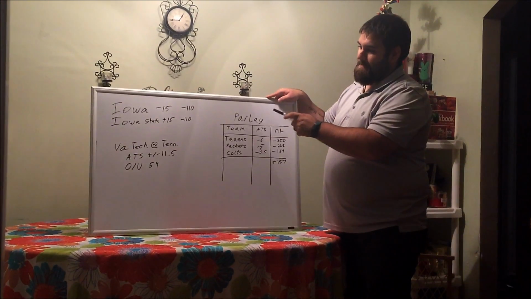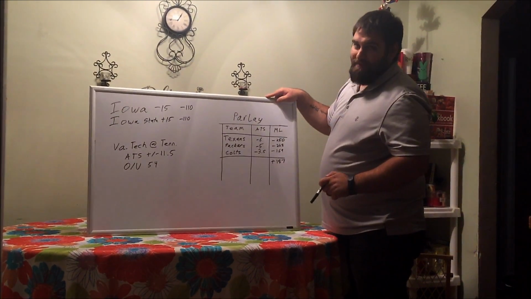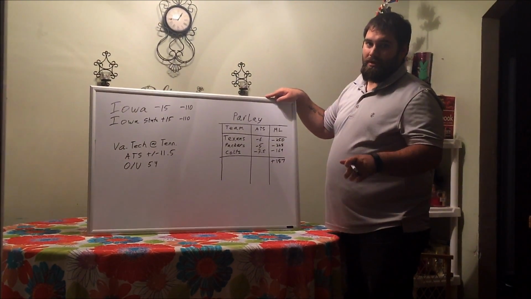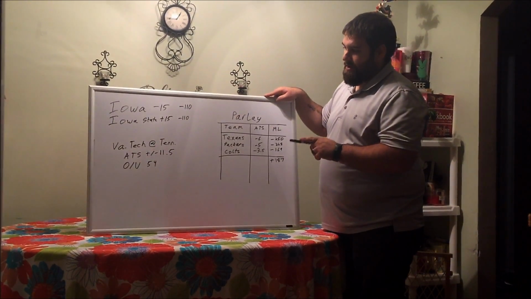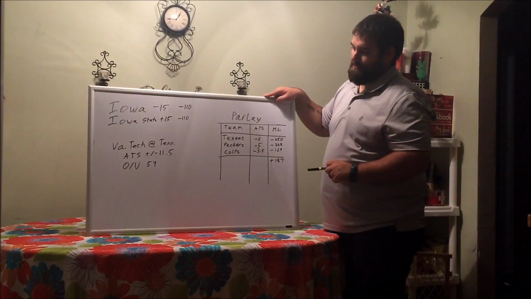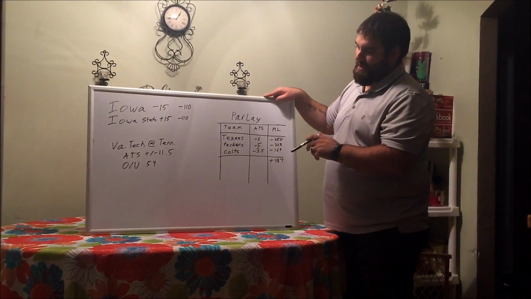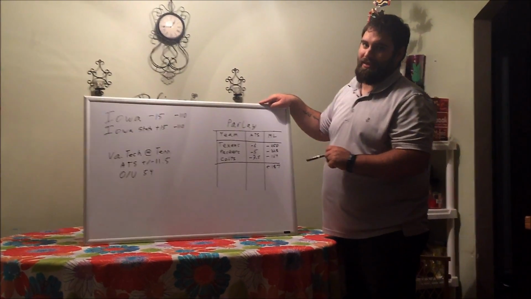So in the case of this game, it's a rivalry game, and Iowa State has been known to pull off some big upsets in the past. Therefore, I'm not liking this 15-point spread, because that means Iowa has to win by 16 points for me to win this bet.